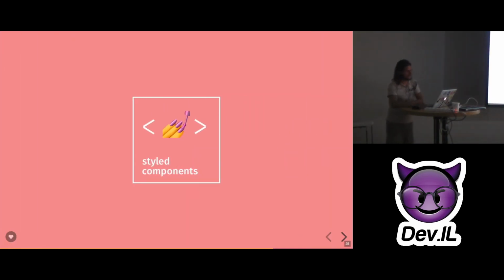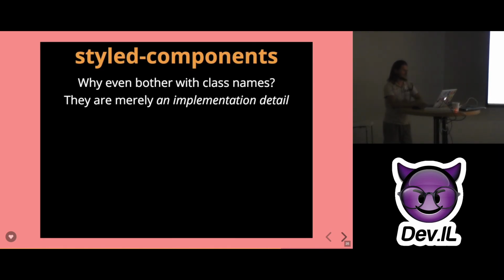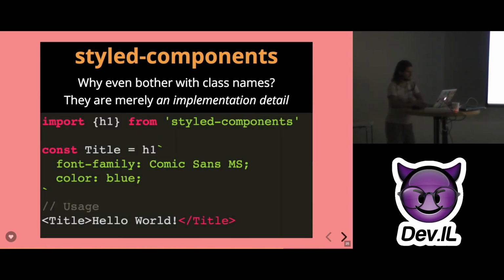You have stuff like styled components. This one is nice, because why would you even bother with class names? They are merely an implementation detail. What you care about in CSS are the properties and their values. You don't care about selectors. You just want to style stuff, okay? So you can do that.